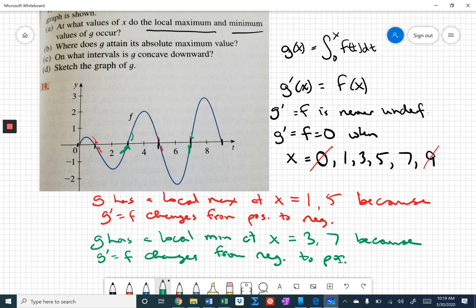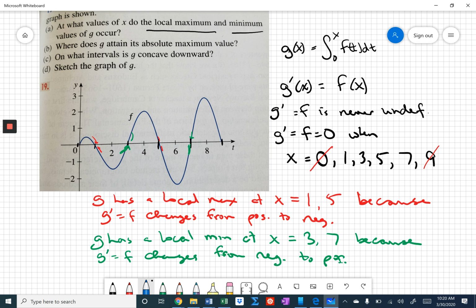Now for part B, where does g attain its absolute maximum? Now this could occur at the endpoints, so we do have to be careful for that. But let's be clear about one thing: g cannot have an absolute maximum at 3 or 7. We look for the critical numbers. If we're using the closed interval method, I'd plug in the endpoints, 0 and 9, and I'd plug in all the critical numbers. But I don't need to plug in the critical numbers where there are local minimum values, because at a local min, you're never going to have an absolute maximum.